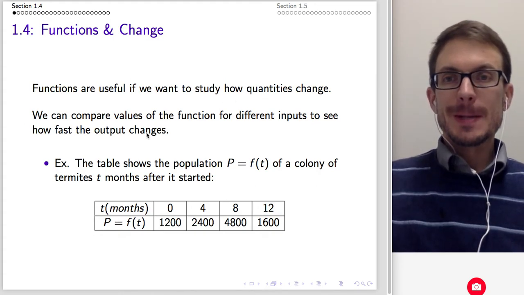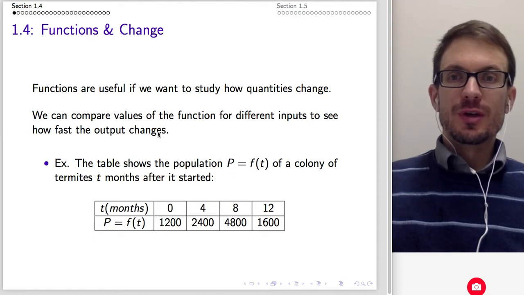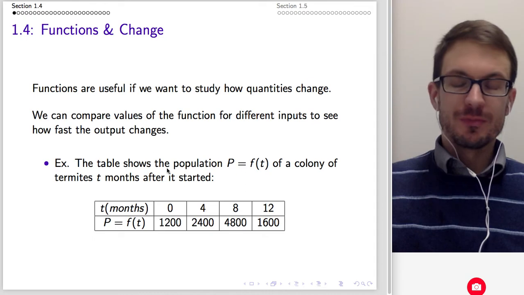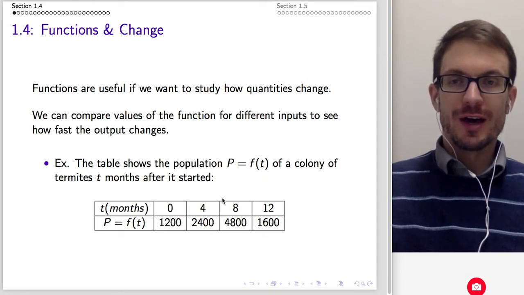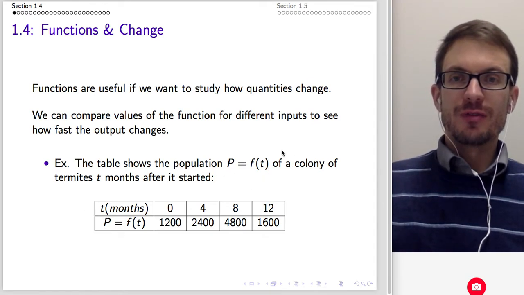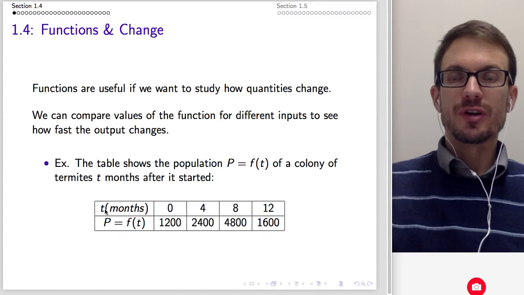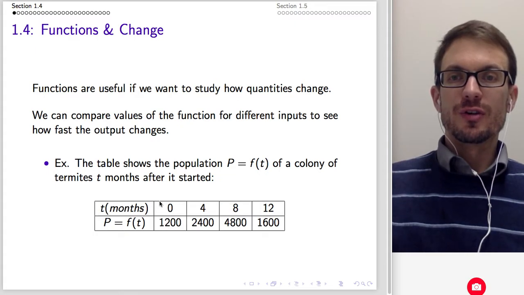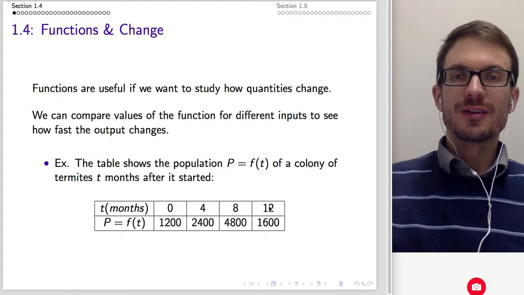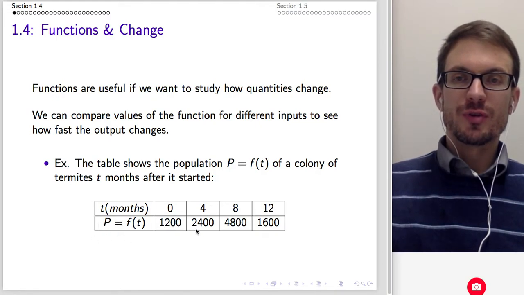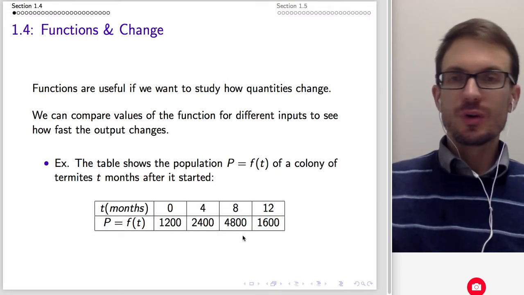So for instance, suppose we want to be able to compare the growth in the termite population over time. So here's an example. We have population as a function of time of a colony of termites, t months after it started. So we have months, t, 0, month 4, month 8, month 12. And then we have the population, 1200, 2400, 4800, and 1600. Okay.